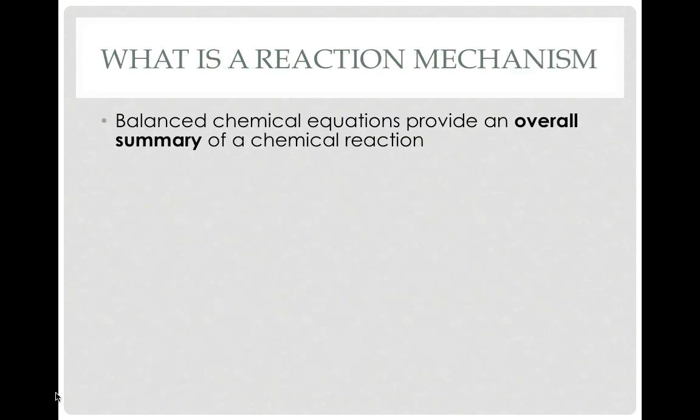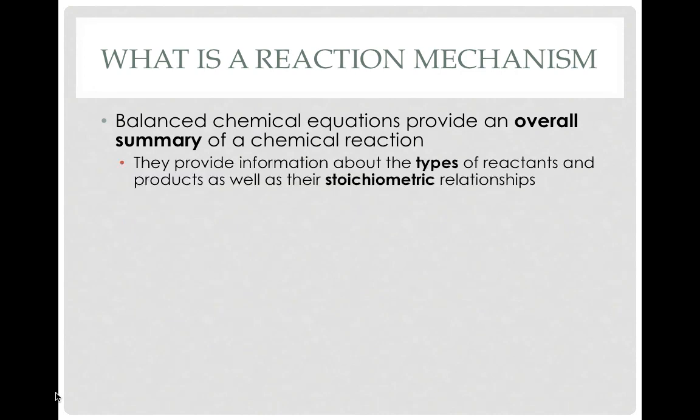So we know that a balanced chemical equation gives us an overall summary of a chemical reaction. It tells us the reactants that are involved and the products that are actually being formed. We also get the stoichiometric relationships, meaning which ratio of these reactants come together to form X number of products. But it doesn't actually give us the whole story of what's going on during a reaction.